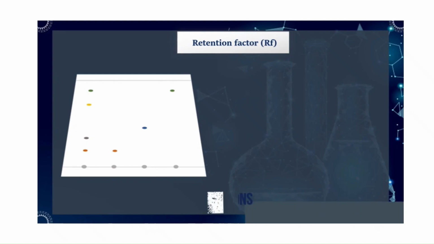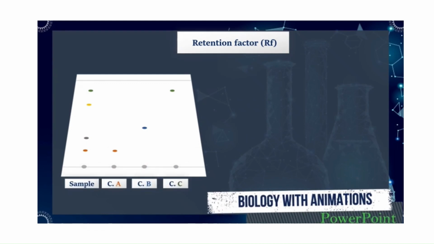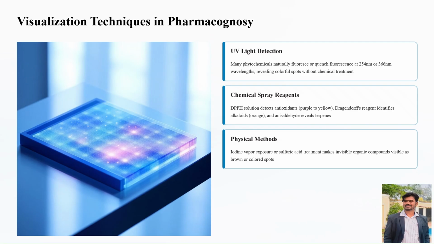Rf value means the retention factor: the distance traveled by the sample divided by the distance traveled by the solvent. By this procedure, we can calculate the Rf value. So as I said before, these are visualization techniques. If we cannot see with the naked eye, we have to place it under UV light detection or use a chemical spray.